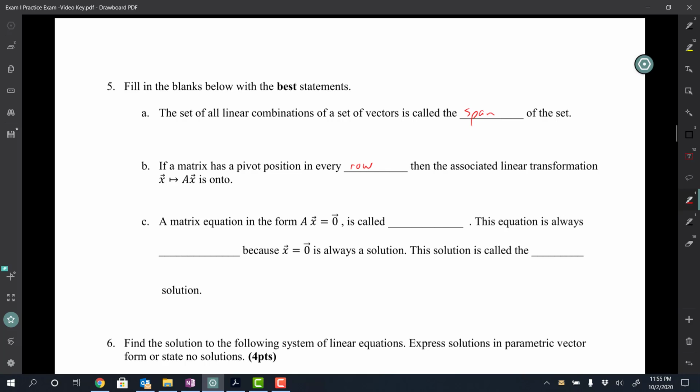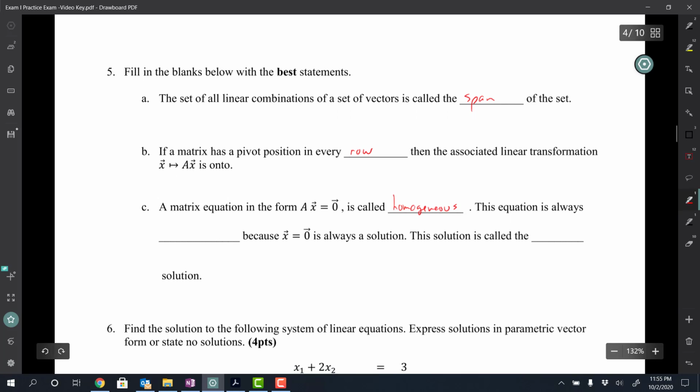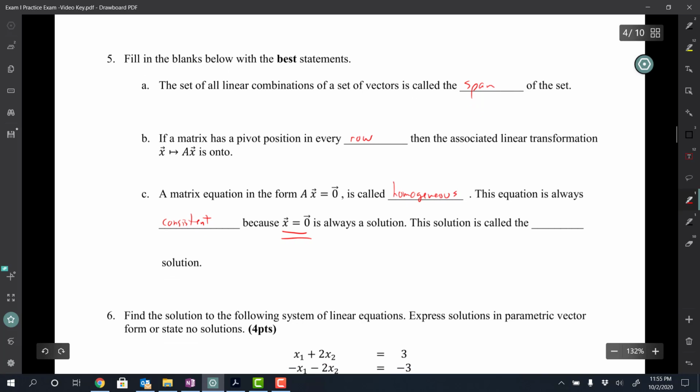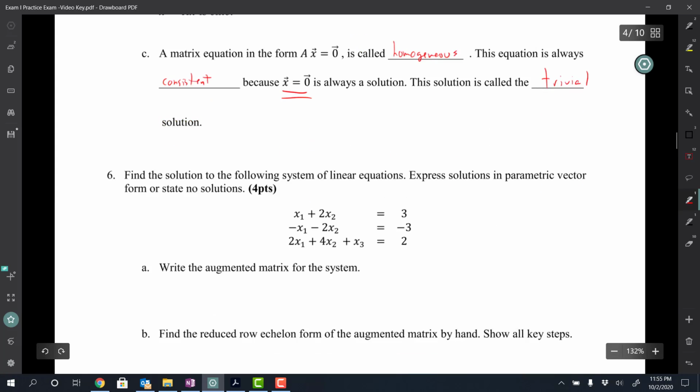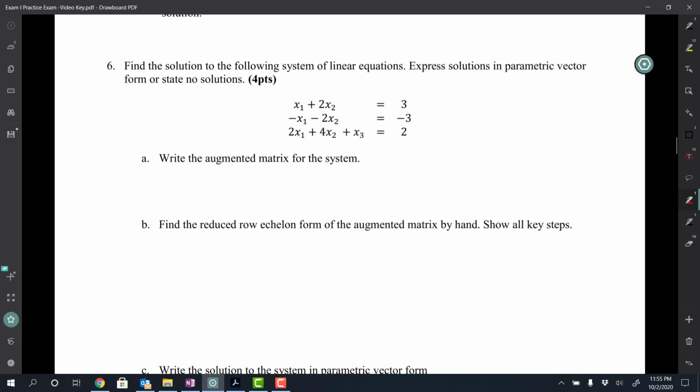Part C says a matrix equation in the form Ax equal to 0 is called homogeneous. The homogeneous matrix equation is when that right-hand side is equal to 0. This equation is always consistent. Consistent just means that there are solutions. And so this system is consistent because we always know that x equals 0 is a solution. This specific solution, the x equals 0 solution, is called the trivial solution.